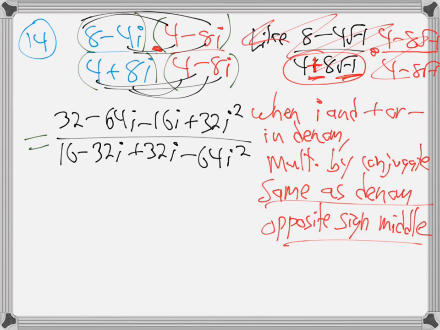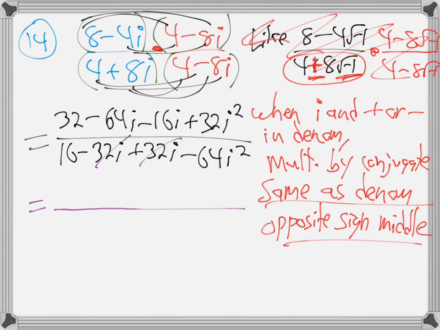Everybody good to there? See what happens on the bottom? See how these two cancel? The minus 32i and the plus 32i. That's what always happens. That's why we multiply by the opposite sign, because we wanted that to happen on the bottom.